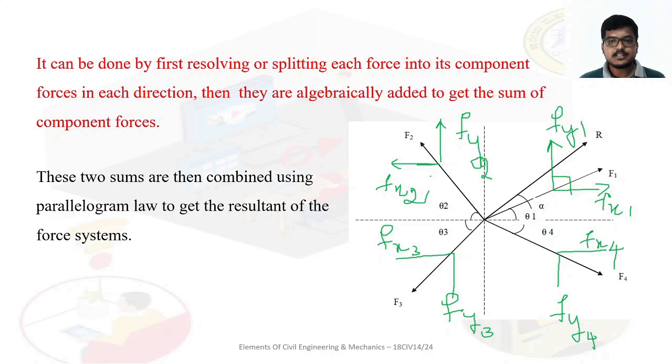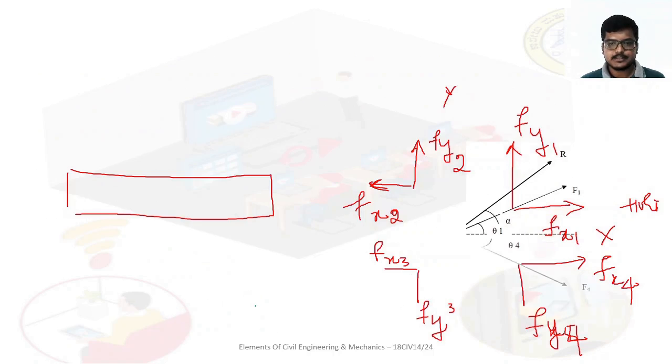After resolving this, we have to take all the x direction, Fx1 plus Fx2 plus Fx3 plus Fx4. We have to add them algebraically, that is the summation of the forces in the x direction. Similarly, the summation of forces in the y direction, that is sigma Fy.